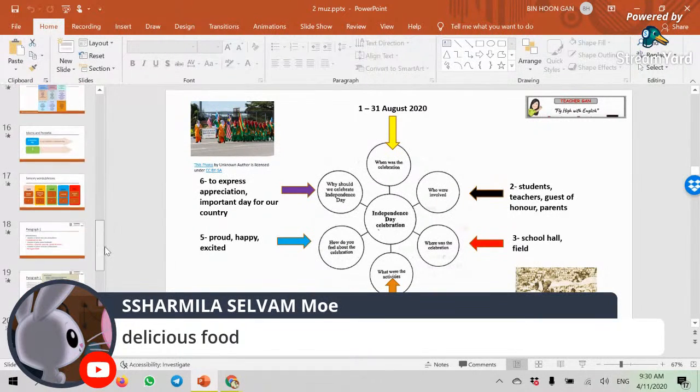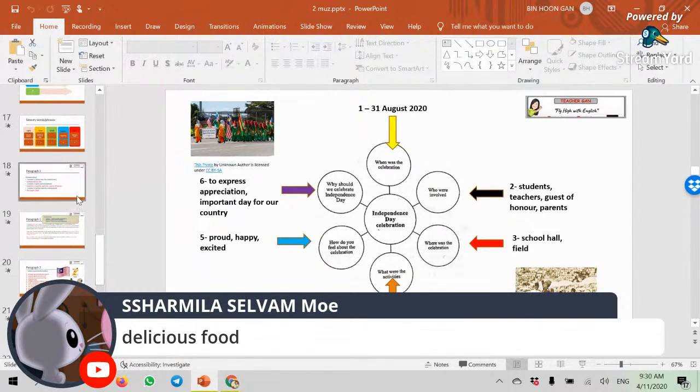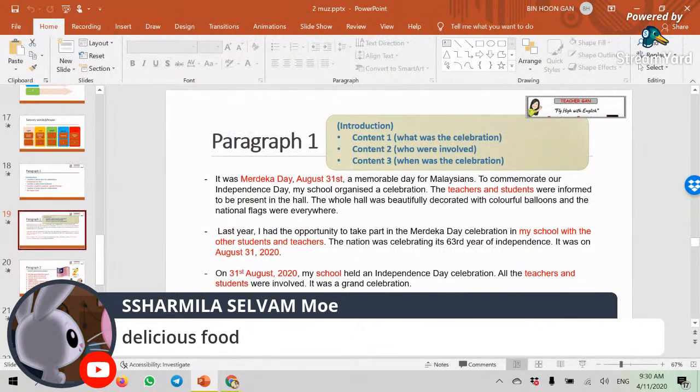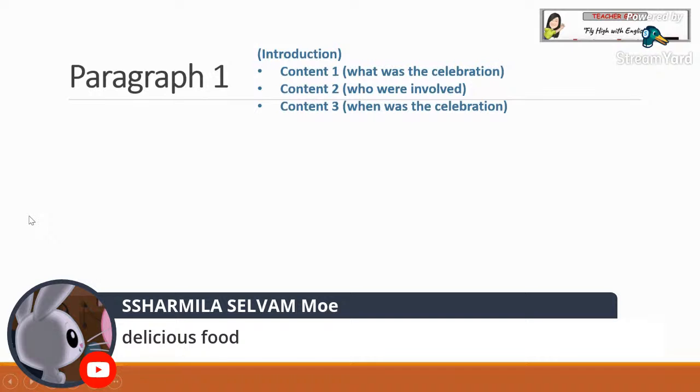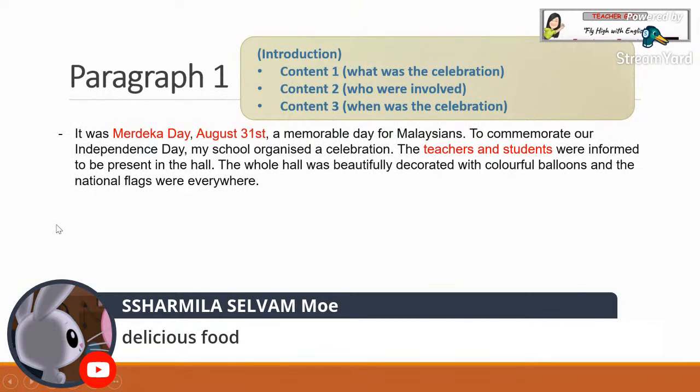Okay, so I'm going to go to the model essays, the model answers. Paragraph 1: we're going to use 3 contents. Content 1, content 2, content 3. When was the celebration? Who were involved? Where was the celebration? You can write, for example, it was Merdeka Day, August 31st, a memorable day for Malaysians.